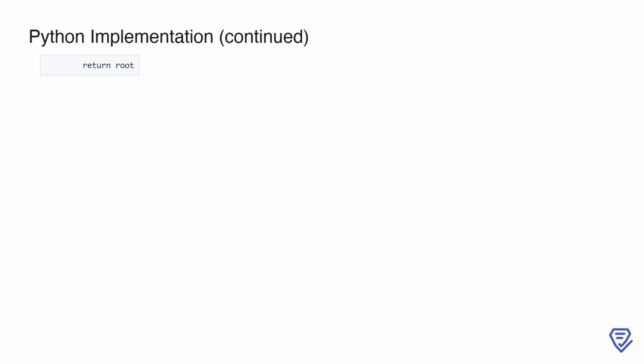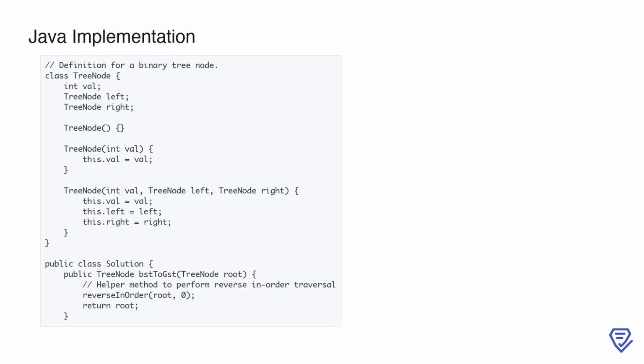This ensures that the entire tree has been successfully transformed into a greater sum tree, where each node's value now represents the sum of all values greater than or equal to it in the original tree. This approach modifies the tree in place, making it efficient in both time and space complexity for this type of problem. Here, we start by defining the structure of a binary tree node through the TreeNode class.